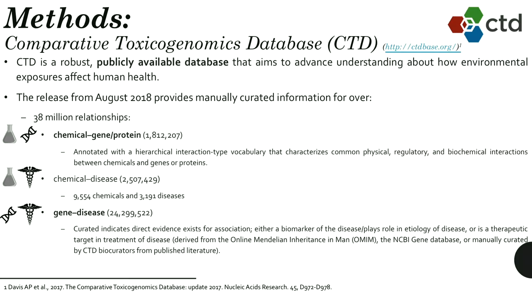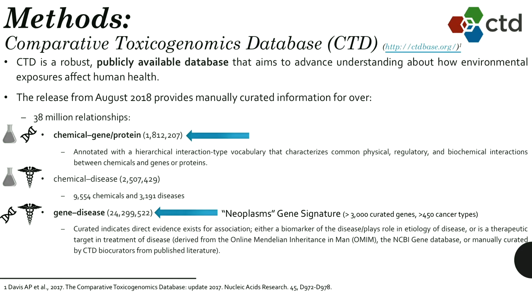So first of all, of course, to perform a data-driven approach, you need a large database. And in this case, we used the Comparative Toxicogenomics Database. The database, as of August 2018, includes 38 million relationships. These consist of chemical-gene interactions, chemical-disease, and gene-disease interactions. And we mainly focused on the chemical-gene and the gene-disease interactions. And of course, because we're interested in cancer, we used a neoplasm signature, which represents more than 3,000 curated genes and more than 450 cancer types. Curated genes in this sense implies that these genes have been described as certain biomarkers for the disease or their therapeutic targets.